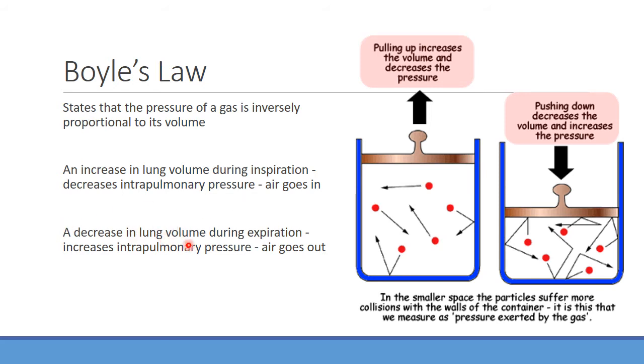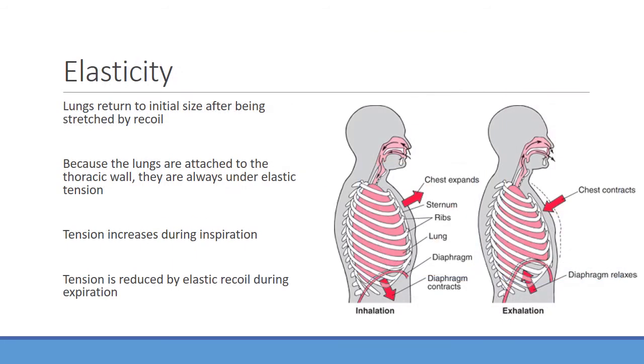For a decrease in lung volume during expiration, that increases the pressure. So again, we're compressing the lungs. We're allowing that space to close. That's going to force the pressure to go up and cause the air to be expelled out of the lungs. So it's going to be Boyle's law for that one.